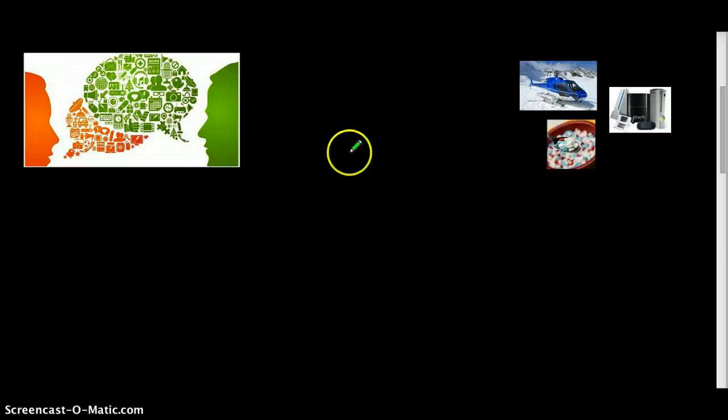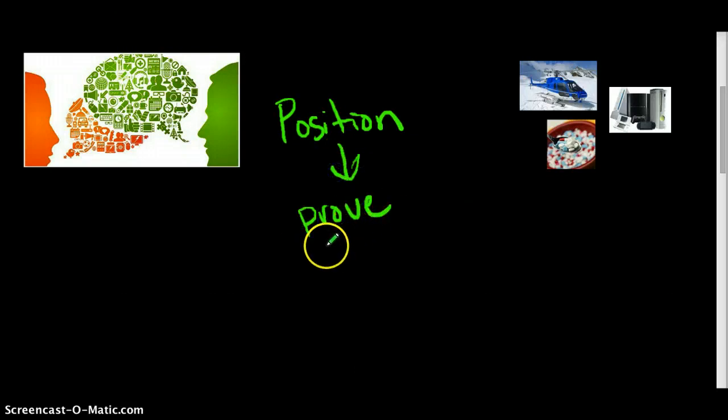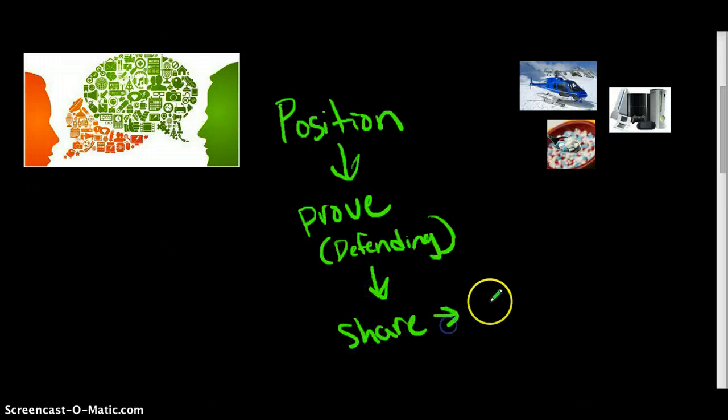And so what we want to do is take a particular stance or a particular perspective, a position, we'll call it. So we're going to take our position in a paper, and then we have to prove the position. This is known as defending it. And then we share it. And this is the writing aspect to it.